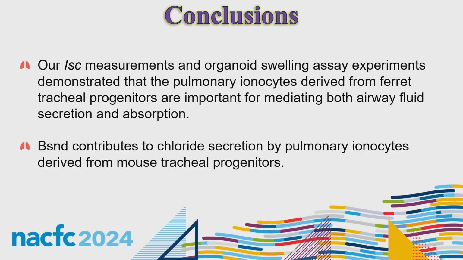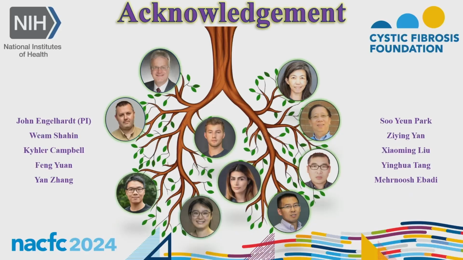The conclusions from our study are that ISC measurements and organoid swelling assay demonstrated that pulmonary ionocytes are important for mediating both airway fluid secretion and absorption. And surprisingly, we found that BSND is important for chloride secretion by ionocytes derived from mouse tracheal progenitors.